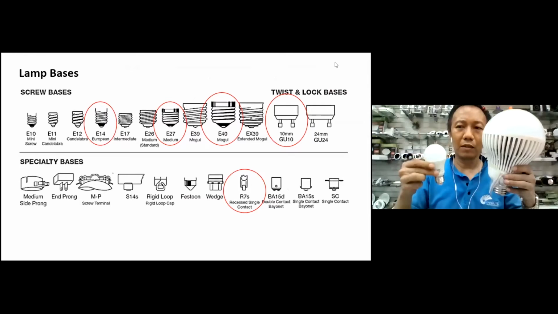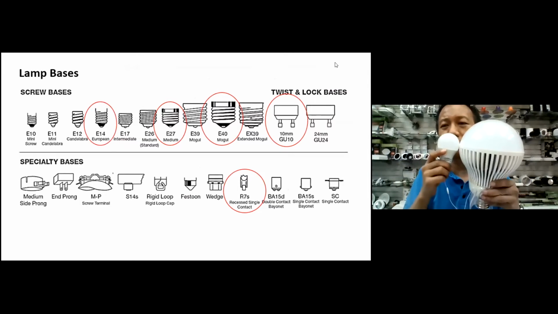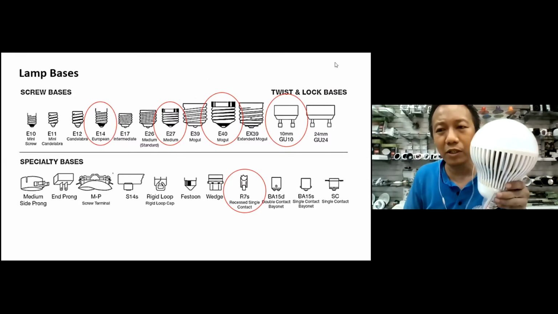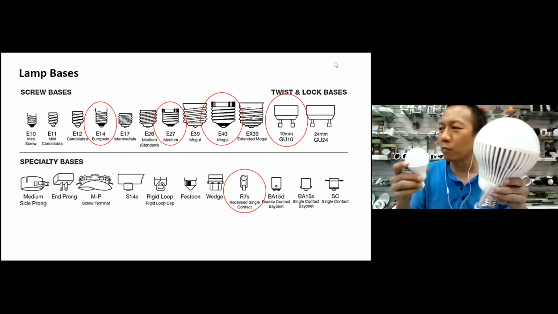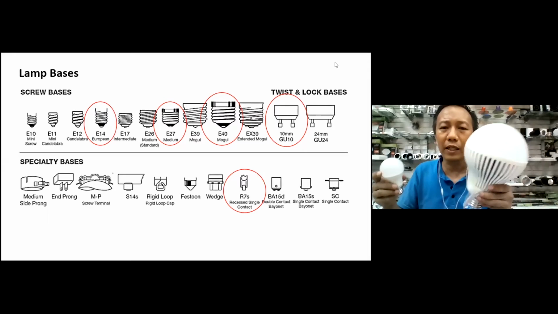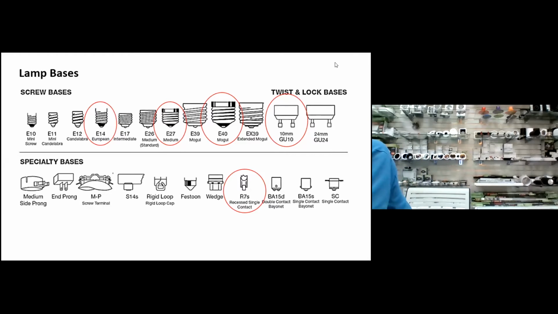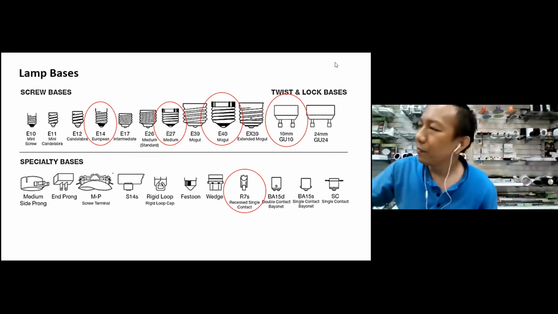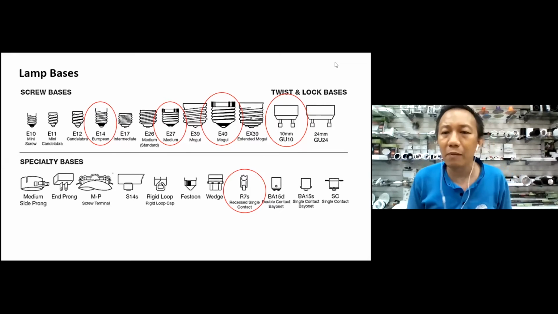E27, malaki. Actually, may mas malaki pa dito. This is 45 watts. Imagine mo yung 90 watts. So, E40 or mogul base tawag nila. E14, usually nakikita niyo sa mga candle bulb.